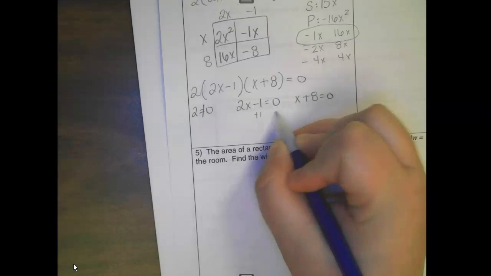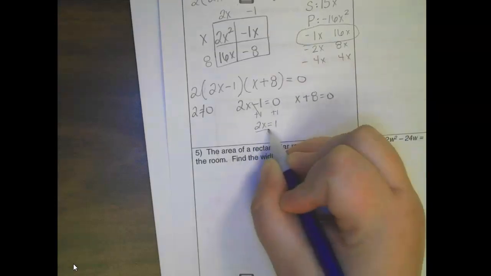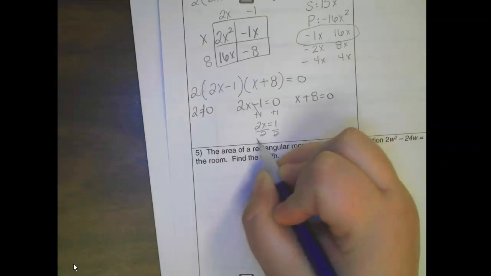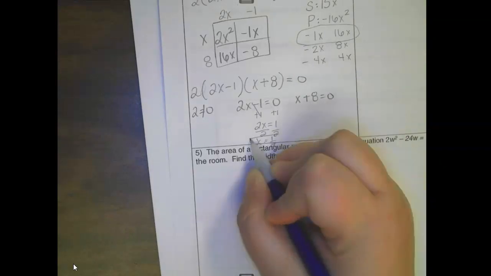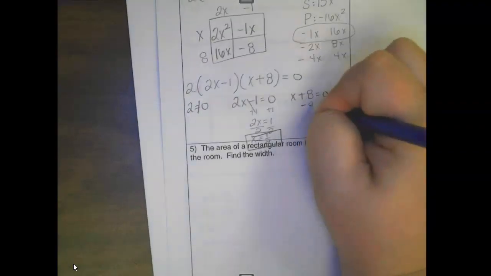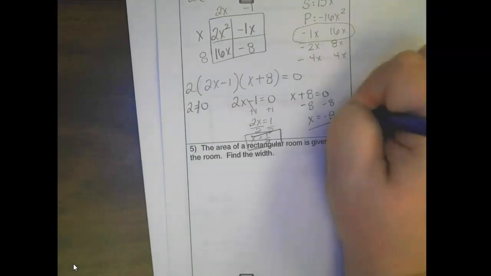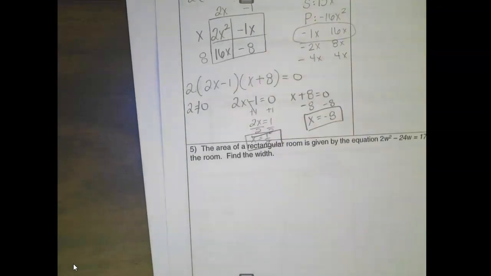This one, I add 1 to both sides. Divide by 2, and I get x equals 1/2. So one of my solutions is x equals 1/2. Subtract 8 from both sides. X equals negative 8. So x equals 1/2 and x equals negative 8 are my 2 solutions.